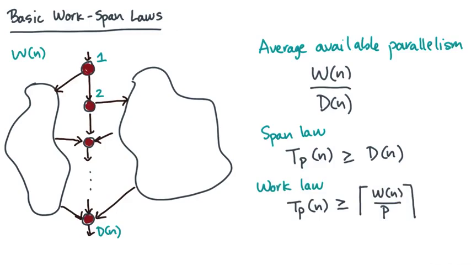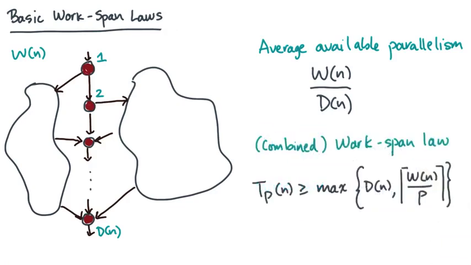Now I have a pea-sized brain. I don't like remembering all these laws, so I'm going to write this more compactly. Both laws hold simultaneously, so I can combine them. So remember, W over D tells you the average available parallelism, and W and D together, given P, give you a lower bound, which is this combined work-span law. Commit these to memory.